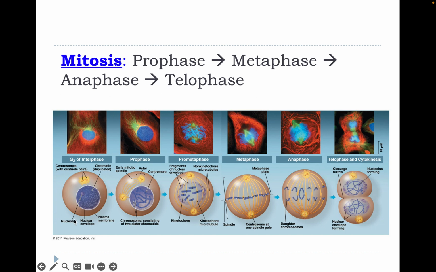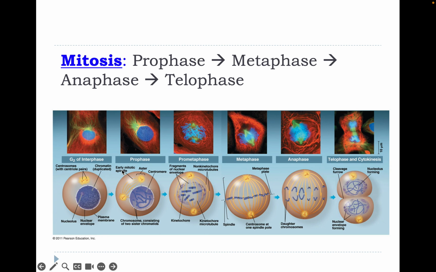All right, so here's the G2 part of interphase. We have a cell with a complete nucleus. The chromatin is duplicated, so there's a lot of DNA inside of that nucleus, right? As this cell moves into prophase, the first part of mitosis, we see some things start to happen.